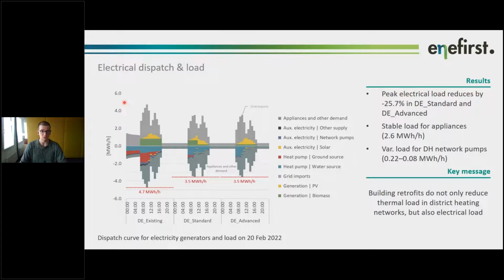And we can also see here on the positive side of the chart that most of the electricity needs are being met by grid imports, whereas a small share is covered by photovoltaics and biomass cogeneration. So overall, building retrofits do not only reduce thermal load in district heating networks, but also electrical load.